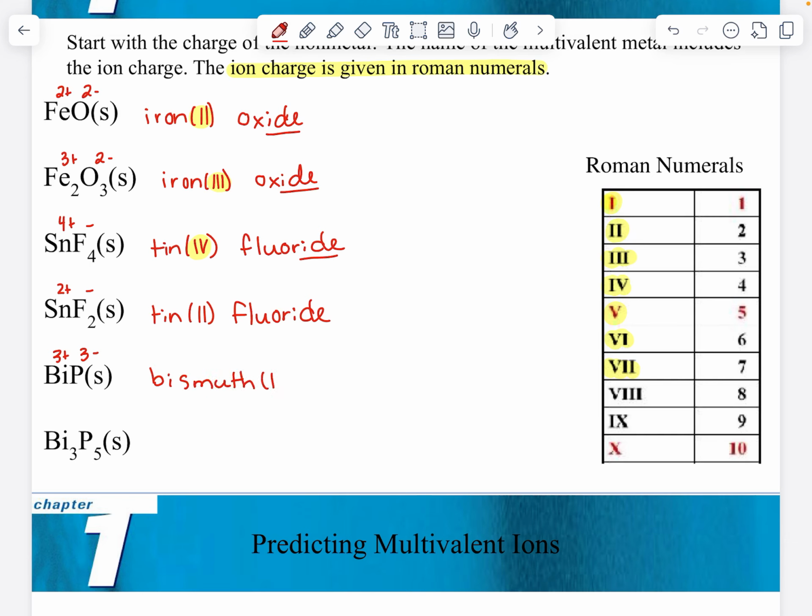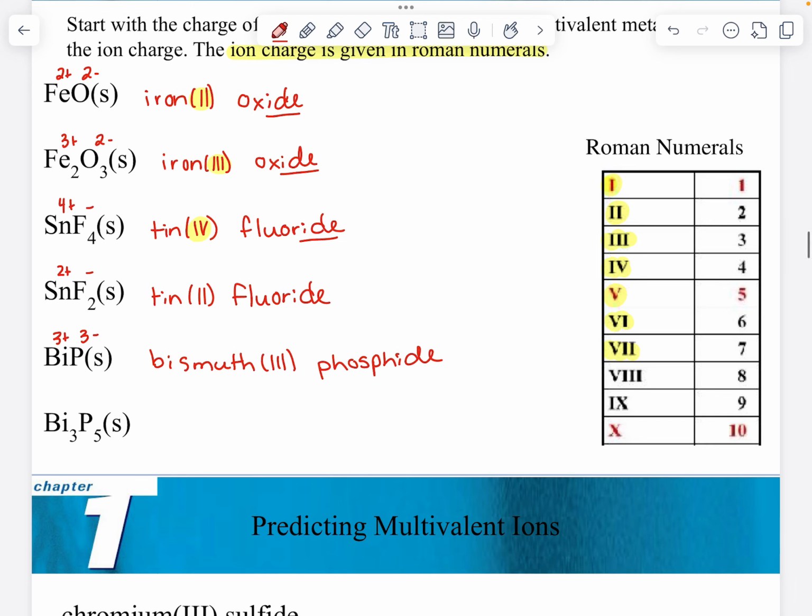So 3, and then phosphide. And the last one, again, phosphorus is 3 negative. So that would be 15. So this must be 5 plus, so that it's 15 positive on that side.